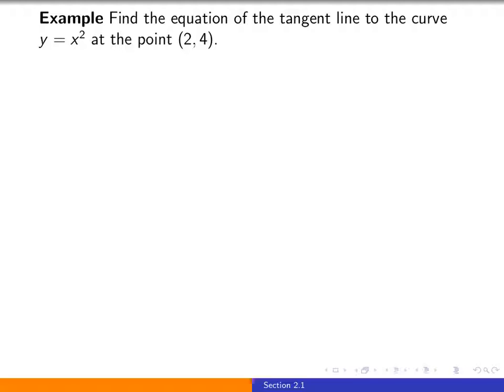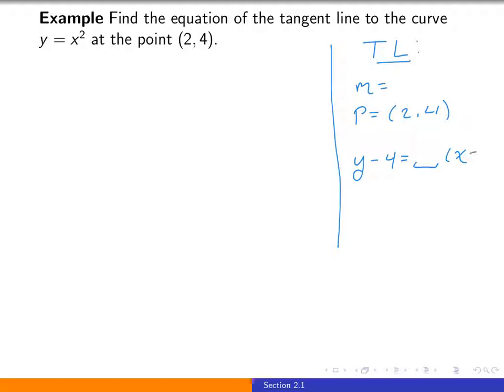So let's now investigate a few examples. Let's find the equation of the tangent line to the curve y equals x squared at the point 2 comma 4. In order to find the equation of the tangent line, and I'm going to use TL for tangent line, we need a slope, which we are going to find, and we need a point. And the point that we have is 2 comma 4. Once we find that slope, we can write down the point-slope form of a line: y minus 4 equals the slope we are about to find times x minus 2.